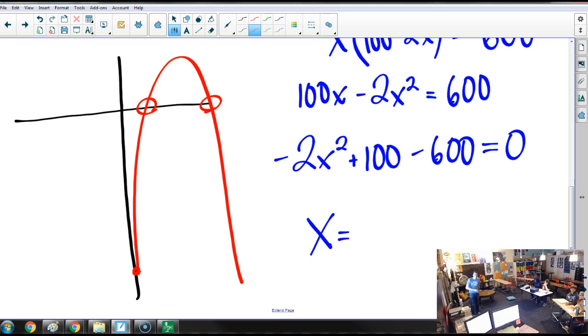Now, if we only typed in this, can we do one more problem and you guys can do calculator stuff? Yeah. And it's done. If we only typed in negative 2x squared plus 100, that is the parabola showing every pair of values of when x is, what will the area become?